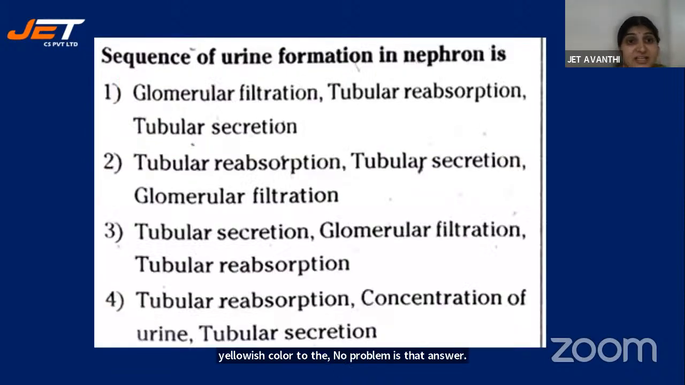Next, the sequence of urine formation in nephron is. To answer this, you have to study the complete structure and function of the nephron. Glomerular filtration, tubular reabsorption, tubular secretion. Four steps are given, but here only three are listed. Options: tubular reabsorption, tubular secretion, glomerular filtration; glomerular secretion, glomerular filtration, tubular reabsorption; tubular reabsorption, concentration of urine and tubular secretion. So you have to give the correct answer. What's the answer, children?